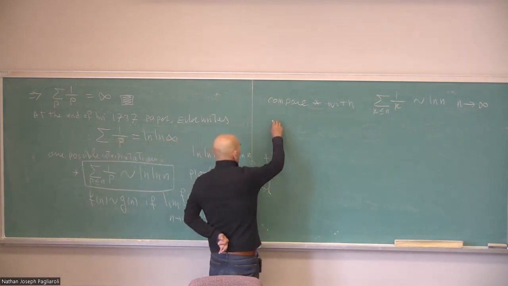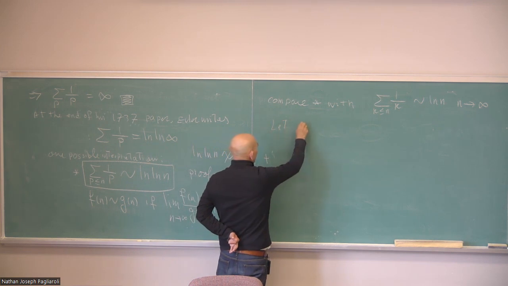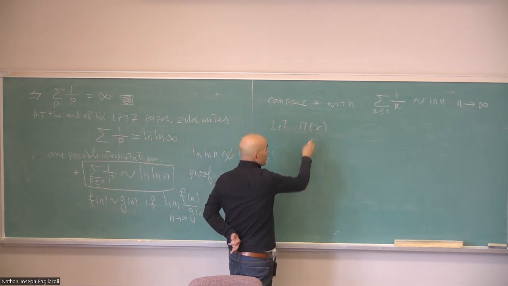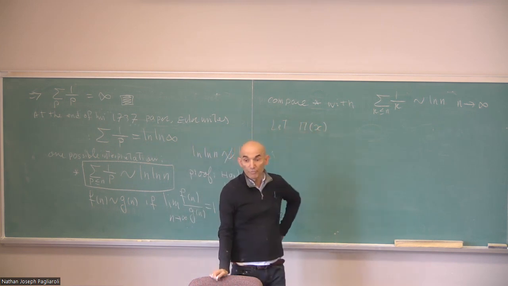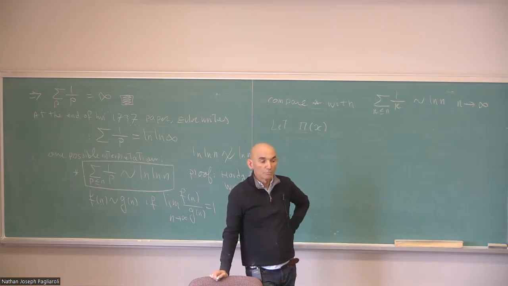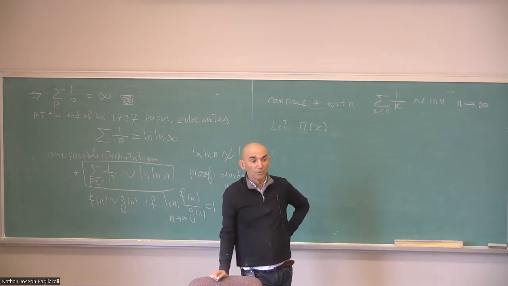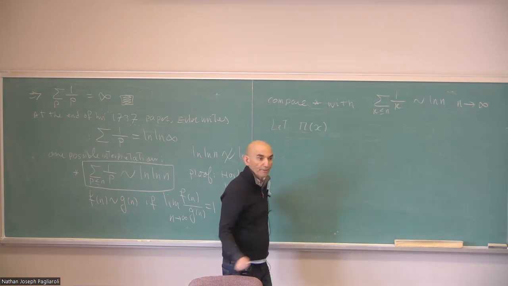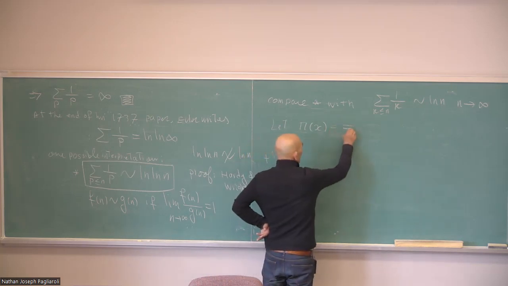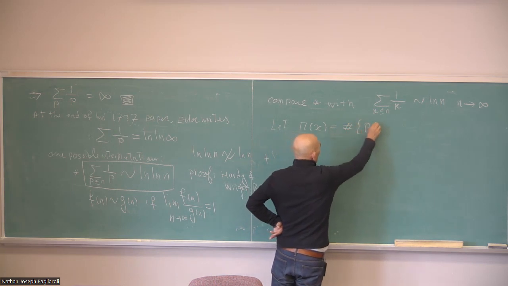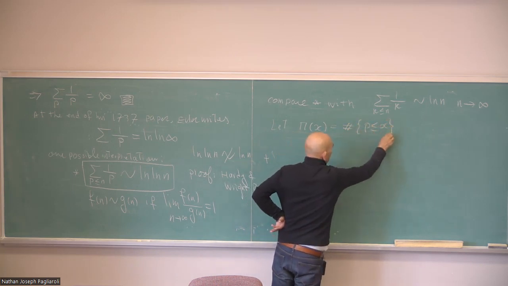So let's introduce a function. Let pi of x be the number of primes less than or equal to x. This is the function that was introduced by Riemann, the notation is due to Riemann, but people from ages ago were interested in this number. Let pi of x be the number of primes p less than or equal to x.